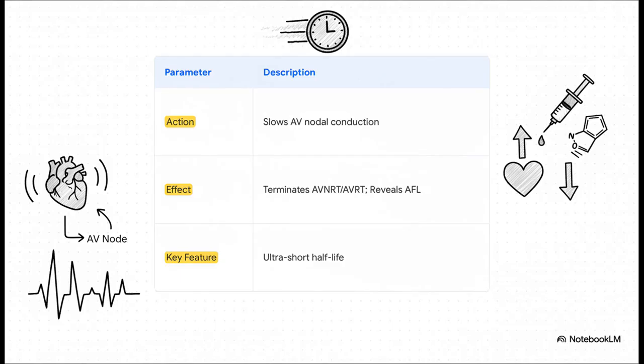The answer, of course, is adenosine. And it's the perfect choice because it does two jobs at once. It's both diagnostic and therapeutic. By temporarily blocking the AV node, it'll stop any reentrant rhythms that depend on that node, like AVNRT. But if the rhythm's actually atrial flutter, it won't stop it, but it will slow the ventricular rate way down, enough to unmask those classic flutter waves. And because it has an ultra-short half-life, it's incredibly safe to use in a monitored setting.